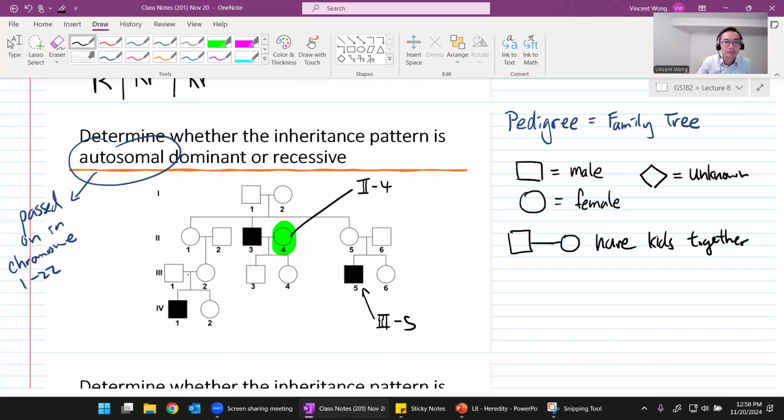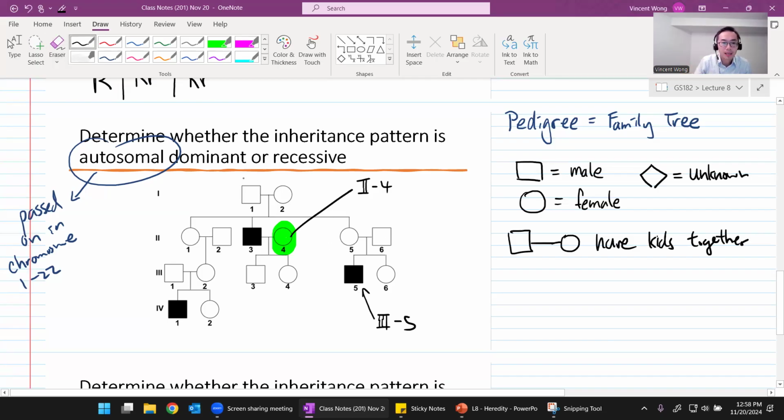What about the dark? What about this? Oh yeah, the shading, right? So if it's shaded in, it means they have the trait you are studying. Like if I'm studying blue eyes or something. Okay. So everybody who has blue eyes is gonna get shaded in like that. If I'm studying a disease like sickle cell anemia or something, these are all the people who have the disease. We'll talk more about diseases later, but that's about it for now.